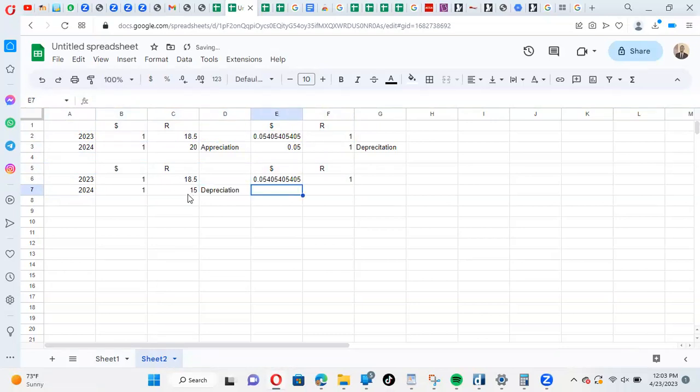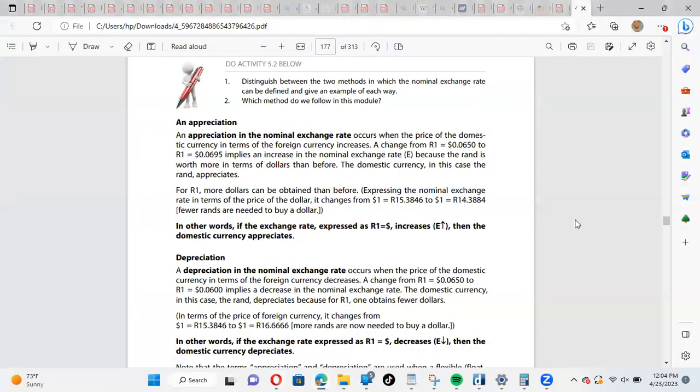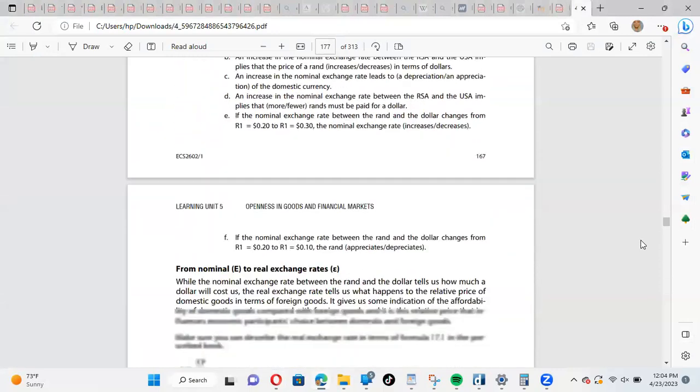Right, so if it's at 15, then 1 rand is equal to 1 divided by 15, so it has slightly gained. It has moved from 0.05 to 0.06. So that there becomes an appreciation. So this one is going to apply here. Very easy, very easy. All right, let's proceed over on this one. We can as well skip that there.